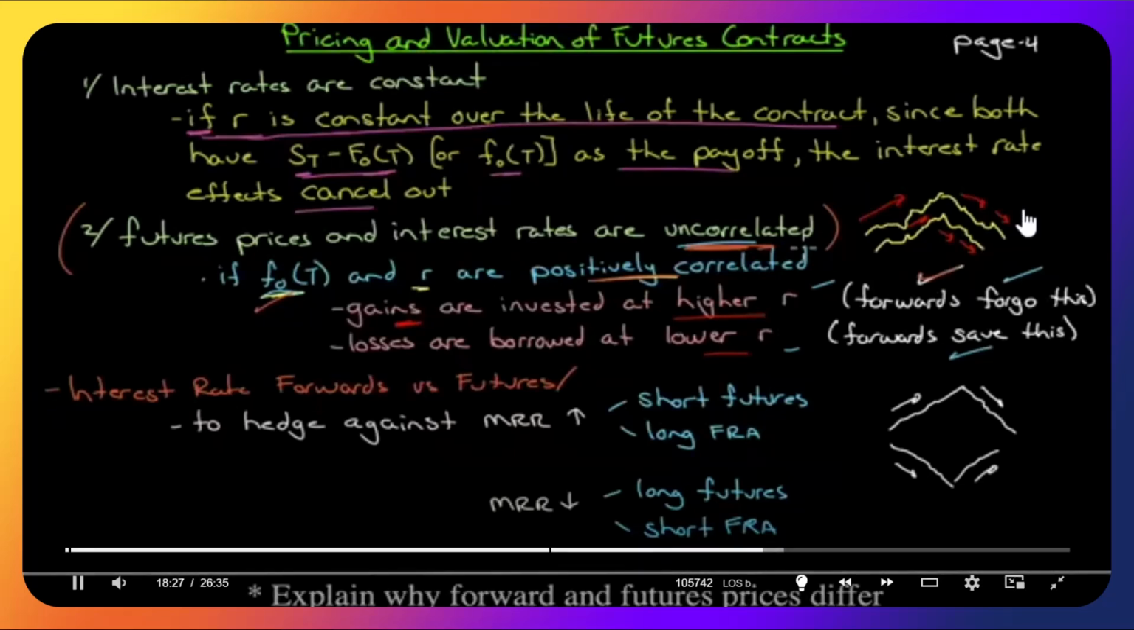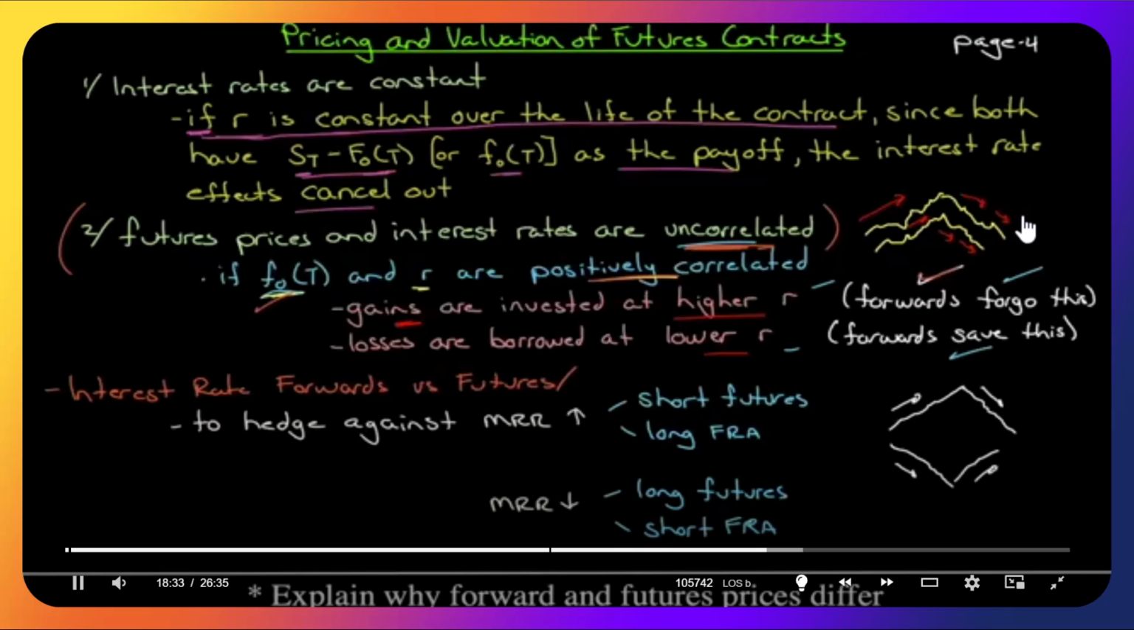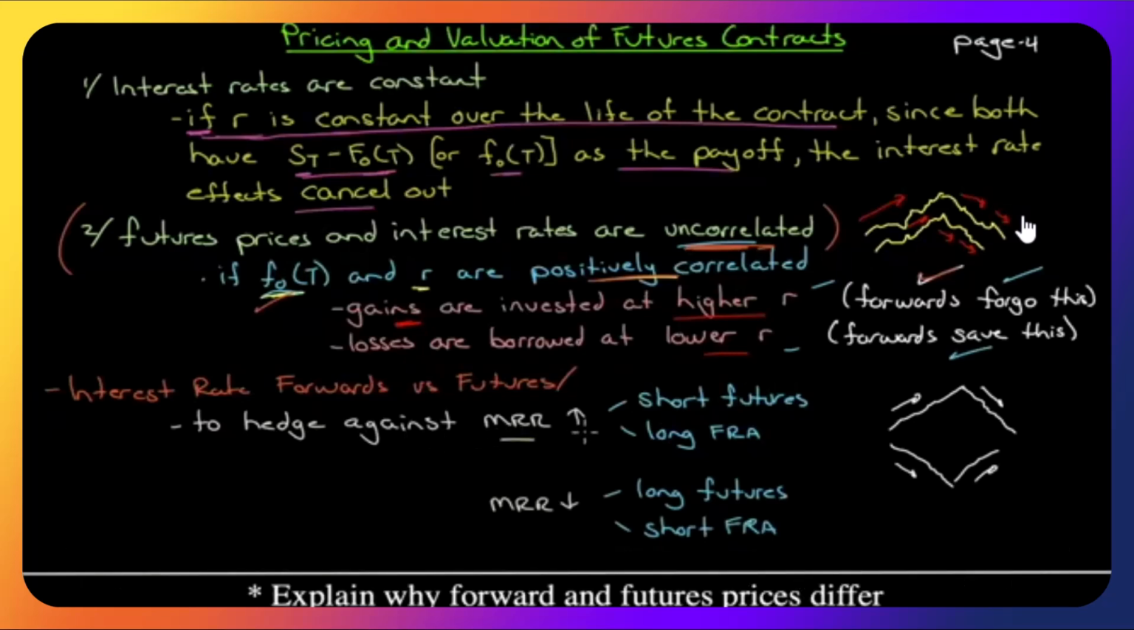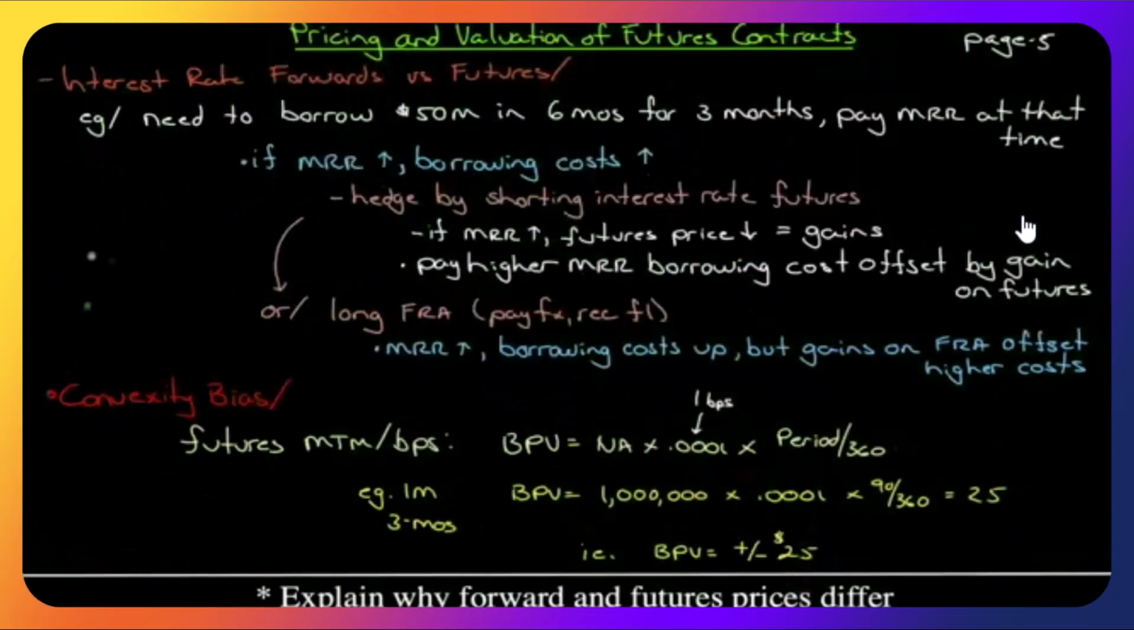Let's move on to interest rate forwards and futures in terms of their differences in pricing and valuation as well. Recall, to hedge against a rising interest rate or reference rate, we would either short a futures contract or go long the FRA. If the interest rate is dropping, we would rather be long the futures contract and short the FRA. So before we go into looking at the difference in valuation, I want to make sure that in your head you see the relationship between short futures and long FRA, that they're actually doing the same thing.